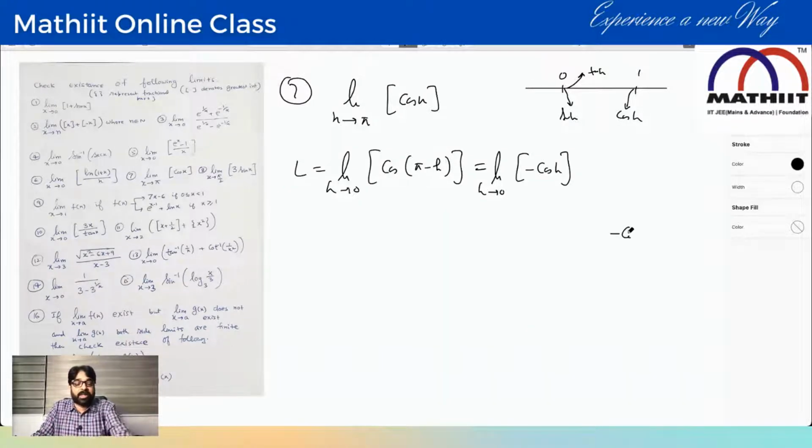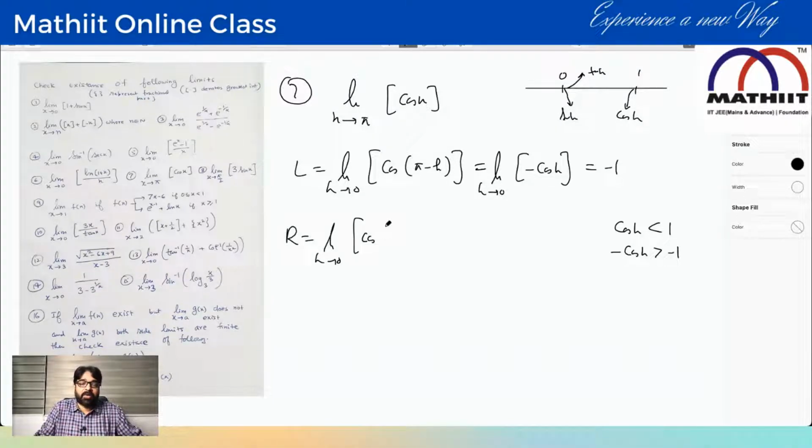So if you multiply both sides by minus, minus cos h is greater than minus 1. Means minus cos h is greater than minus 1, so the greatest integer will become minus 1. Yes or no? Right hand limit, like check. Limit h approaches 0, greatest integer of cos(pi plus h). So that will be equal to greatest integer of minus cos h.